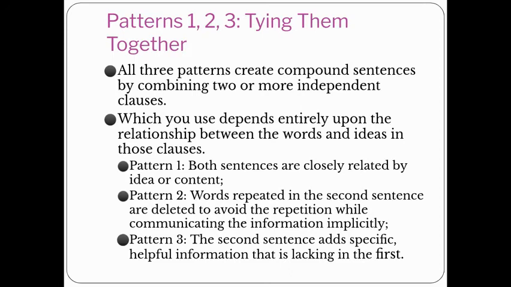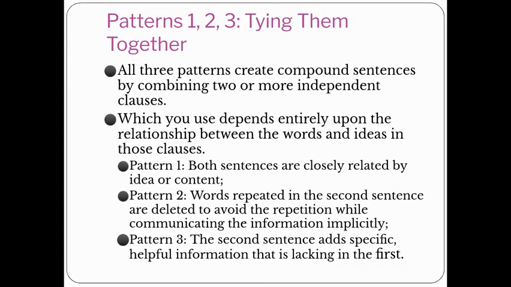Pattern 2, you only use if the two sentences have words repeated from the first to the second. In pattern 2, you delete those repeated words to avoid repetition while communicating the information implicitly. So you're implying that the words are repeated by using the comma, by hitting the pause button. Again, the comma causes the reader to pause as they read. And then the sentence keeps going, finishing the second thought, the parallel thought. If you don't repeat words, especially the verb, and the order of the words isn't the same in a sentence, then you can't use pattern 2. Only use pattern 2 if the sentences follow the exact same sequence of words and the verb is repeated.